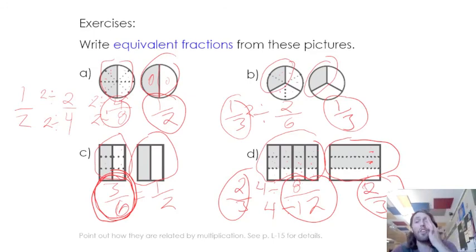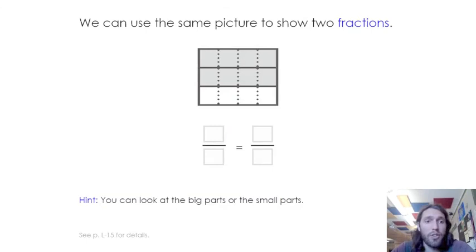Awesome. This one might be a little confusing, so I want you to watch this one, maybe watch a couple other videos on it, and I know you'll be able to get it, okay? And ask me if you need any help. So right here, let's look. This is our last one we're doing together. We can use the same picture to show two fractions. Hint, you can look at the bigger parts or the smaller parts.